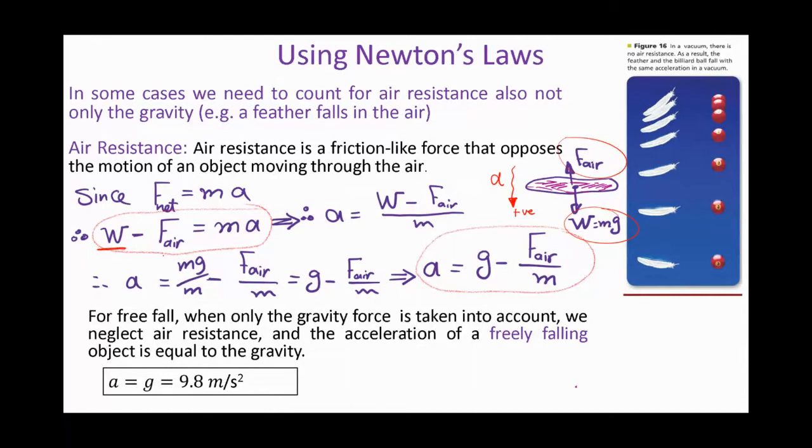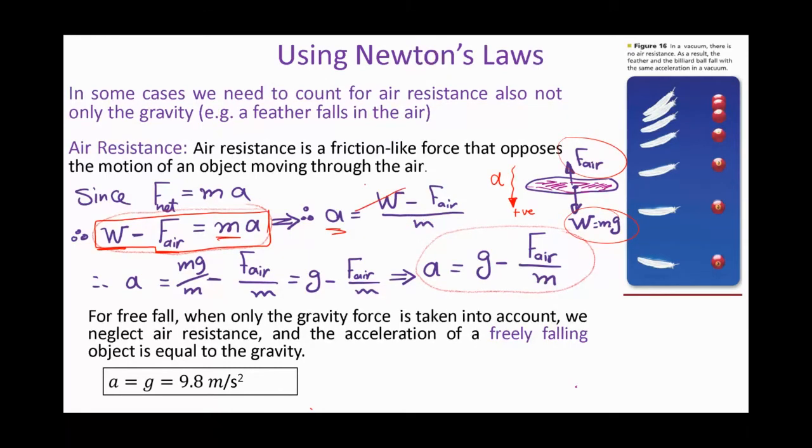So weight minus air resistance equals mass times acceleration, and this is the equation of motion here. This is the equation that describes the acceleration of the object. Okay, guys? Weight minus air resistance equals mass times acceleration. If you want to get the acceleration alone on one side, you need to divide by the mass. So it's W minus air resistance divided by the mass. You might simplify it more.